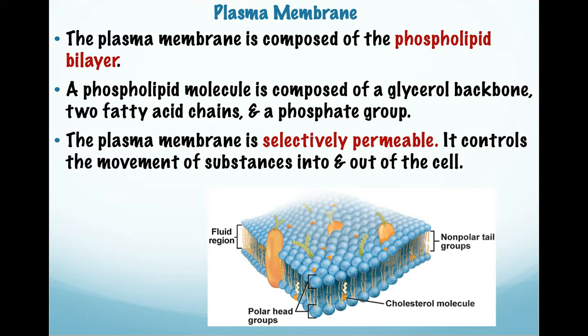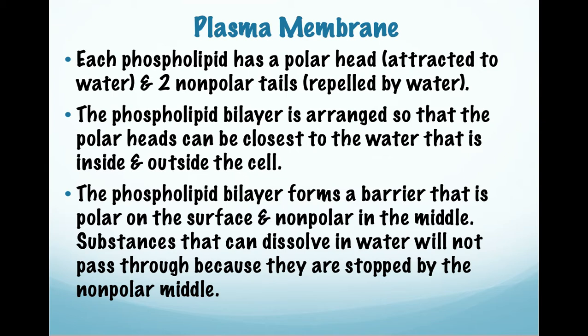It is what we call selectively permeable, meaning that it lets some things move in and out of the cell, but not everything. It's kind of like a control bouncer. It lets certain things in and lets certain things out.